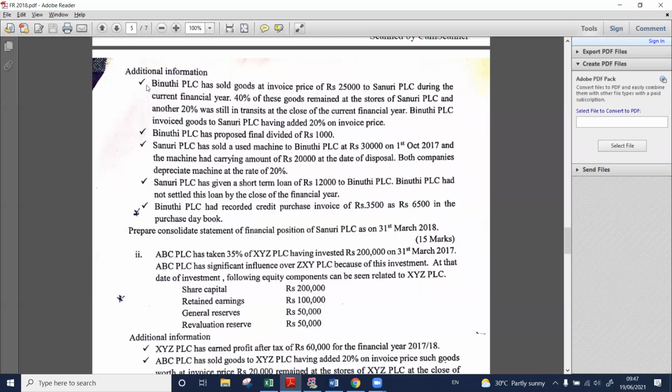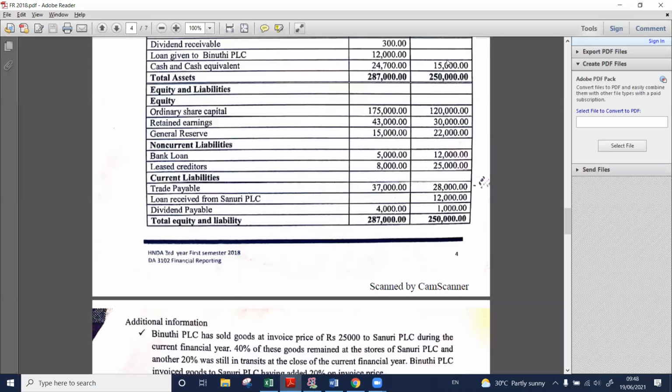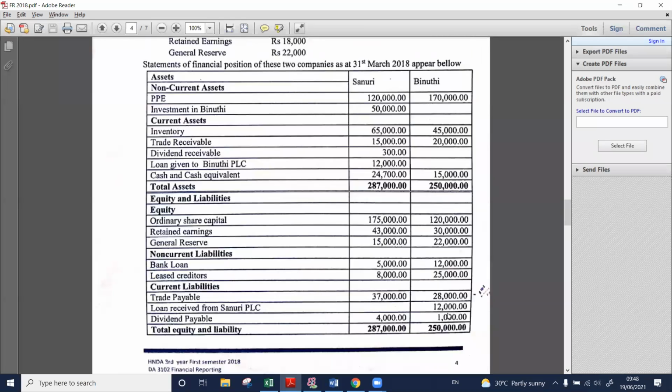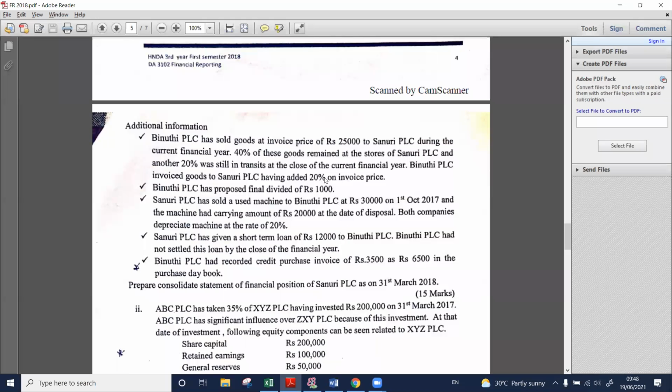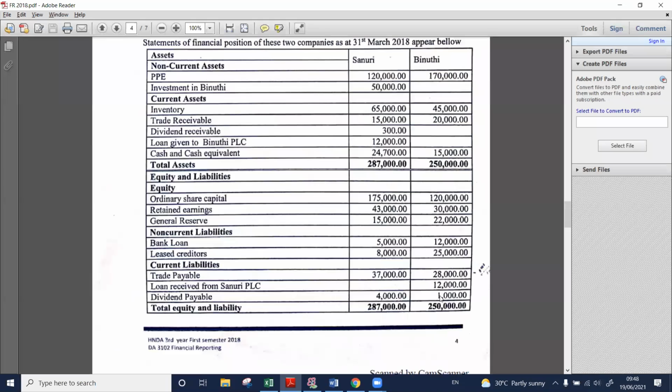Binuti PLC has proposed final dividend of rupees 1,000. Our joint venture has declared a dividend worth of 1,000. Out of that 1,000, what is our percentage? Out of 100, how much is ours? 30% belonging to us. If we go through their balance sheet, under Binuti PLC, there is a dividend payable amount of 1,000. This is the dividend they have declared, right? And we also have recorded the dividend receivable amount. 30% of this means 300.